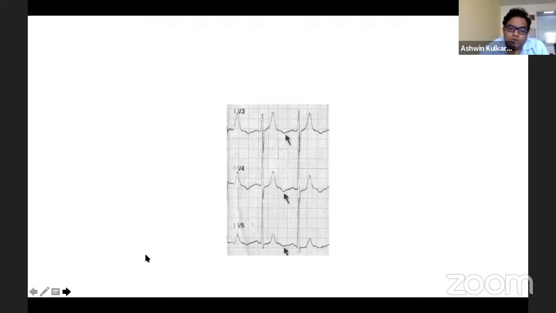So once again, I'll tell you. The U waves generally appear after T waves. Generally, they are upright, but an inverted U wave is a sign of myocardial ischemia. And also appearance of new U waves after exercise shows that there is an underlying ischemia.